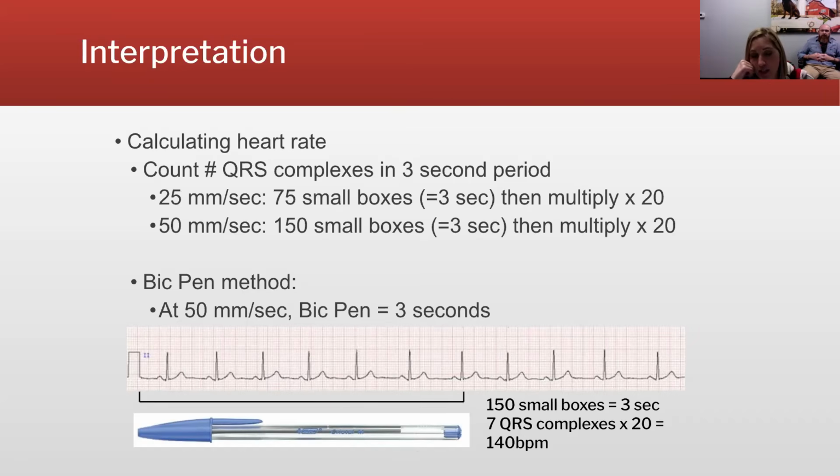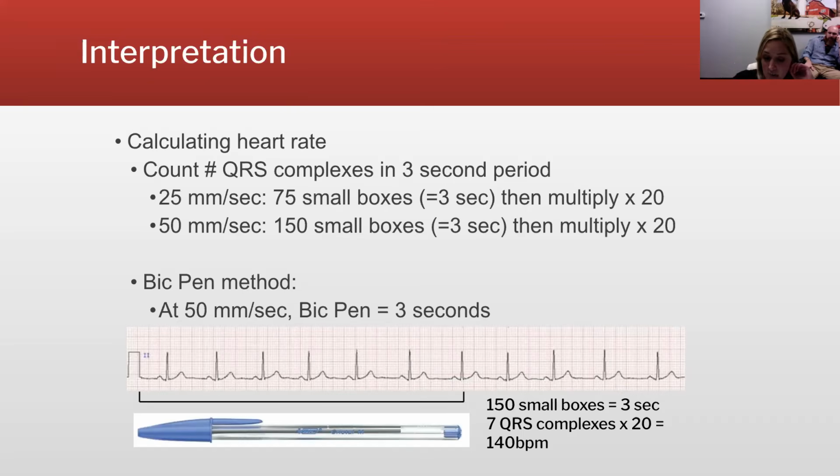We don't always print out the ECG. If you're looking at the monitor, just keep in mind that the monitors are accurate to some degree, but sometimes they can misinterpret the heart rate. Sometimes if the complexes are really small, the monitors won't pick up on it, and it might say the patient's heart rate's like 0. Versus if they have tall T waves, it might double count. It might count those T waves as QRS complexes, so it might be doubling what the heart rate actually is. So just keep that in mind.